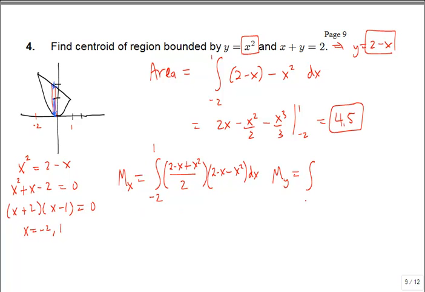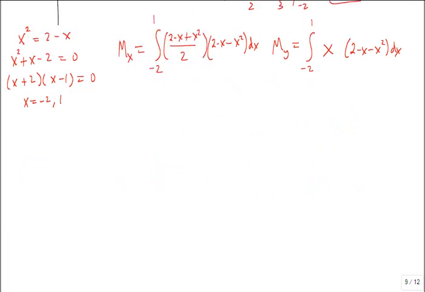The formula for the moment about the y-axis will be very similar. It will also have that 2 minus x squared dx, doing the top curve minus the bottom curve. But now the distance that this center point is from the y-axis is just that x coordinate. So this just uses an x instead of this big midpoint formula. So those are my two different integrals. Now we just have to simplify them and solve them.